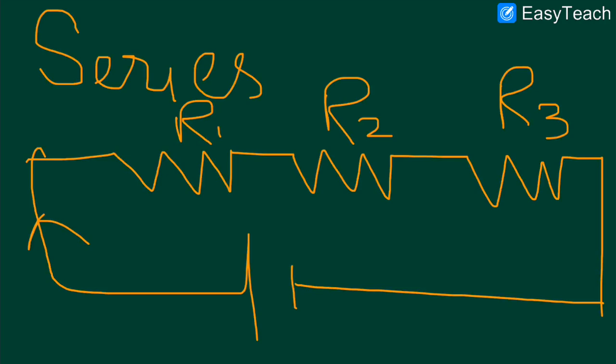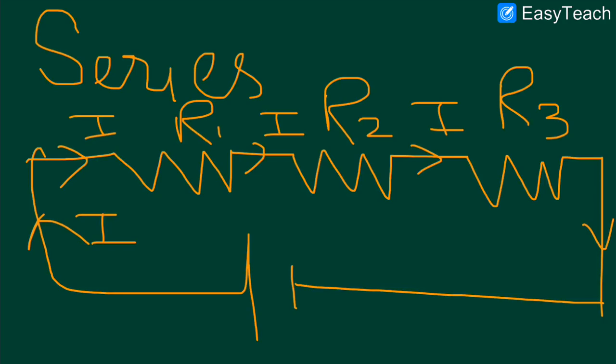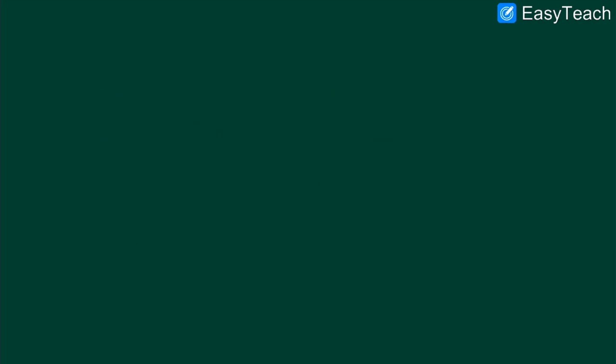I can also say it this way: when the same current flows through all the resistors. For example, the battery sends the current I. The same current I will pass through R1. It will also pass through R2. And the same current I will also pass through R3. Why? Because current does not have any other path to follow. So the same current flows through all the resistors.